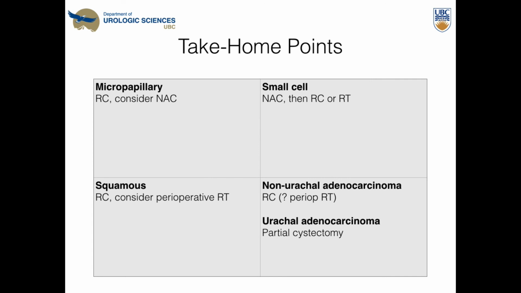And for non-urachal adenocarcinoma, you do cystectomy. There's a little bit of evidence for radiation, but not a lot of evidence. So really, your pillar is cystectomy. And for urachal adenocarcinoma, you do a partial with the umbilical stalk.